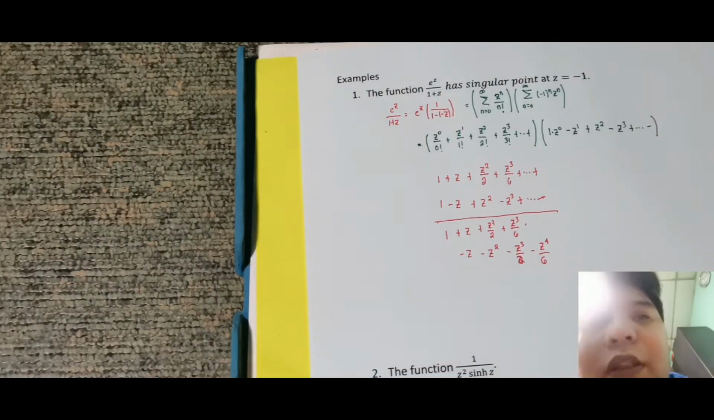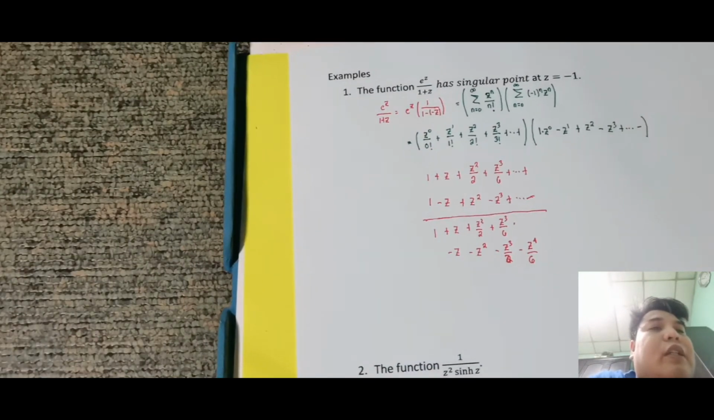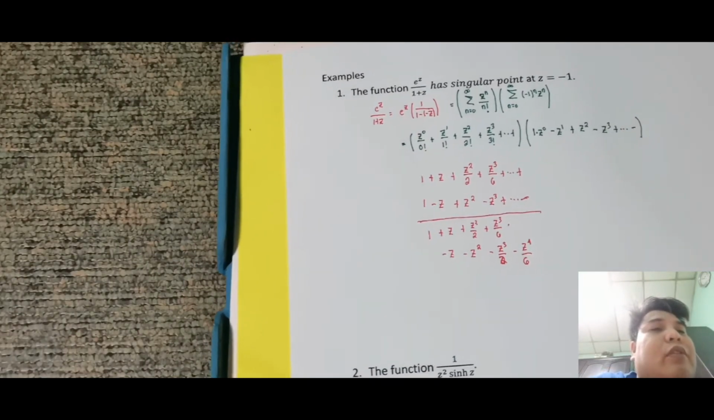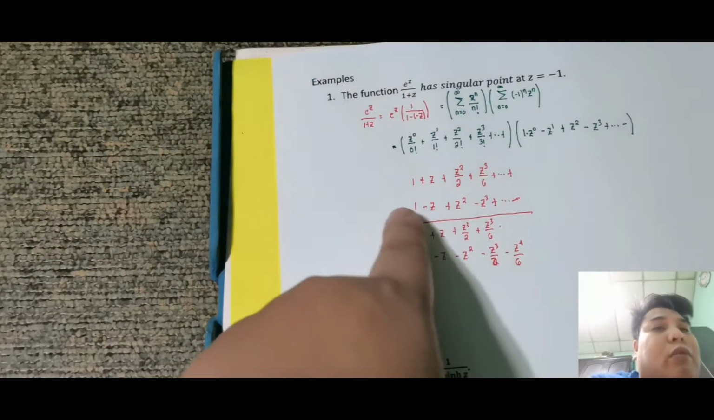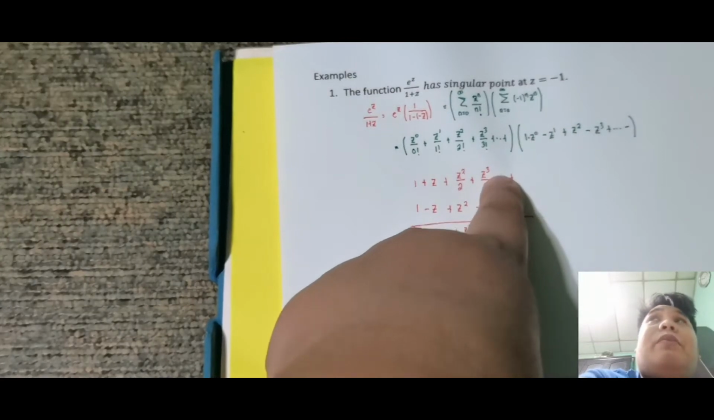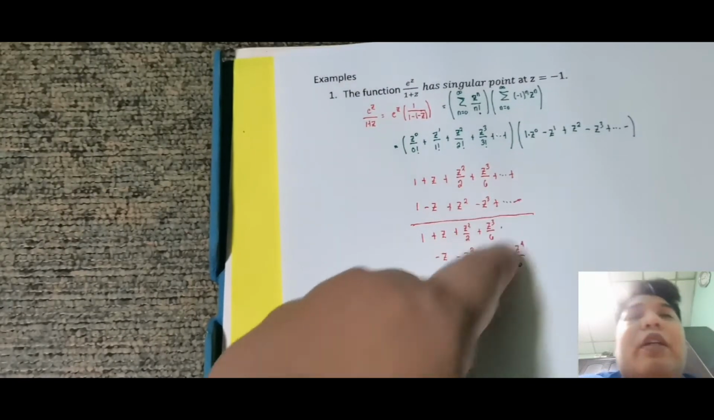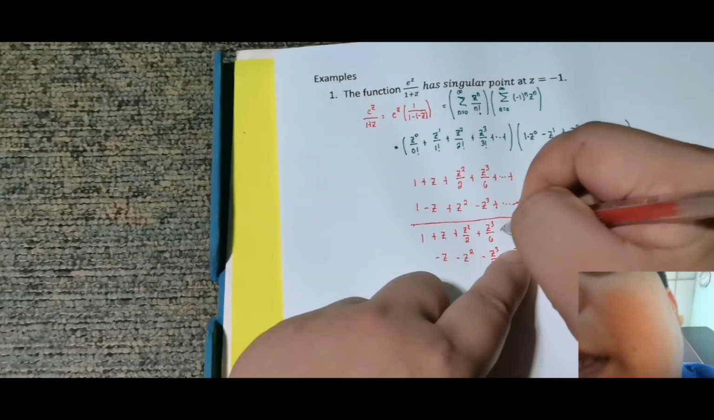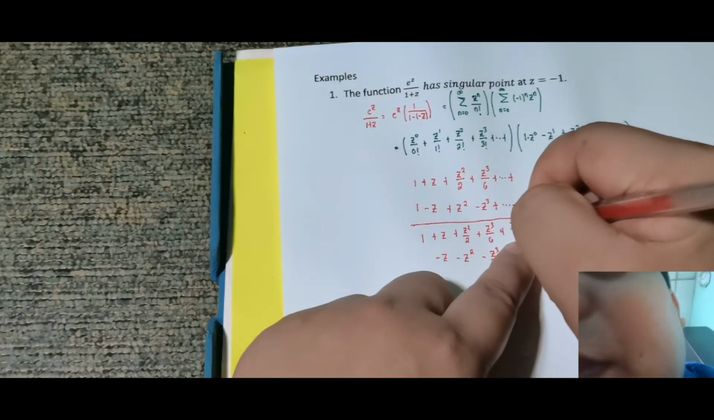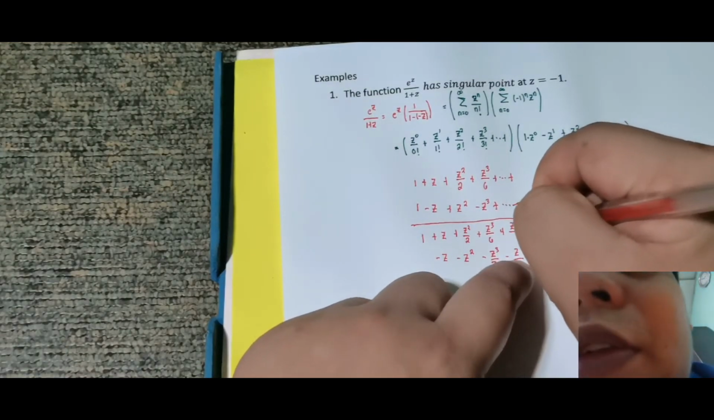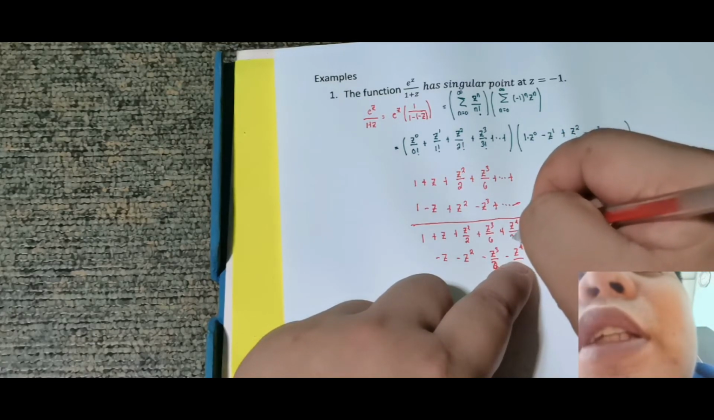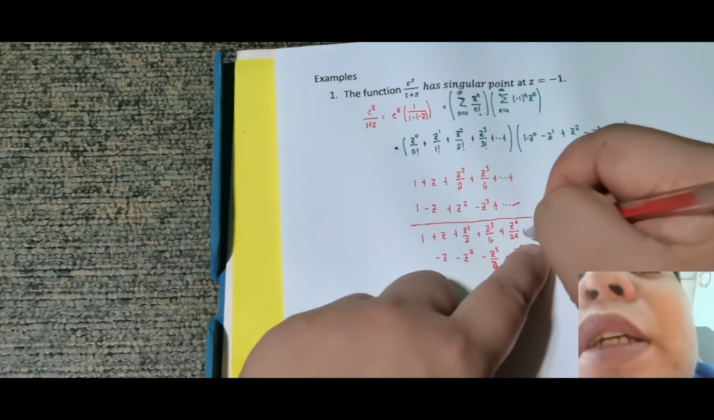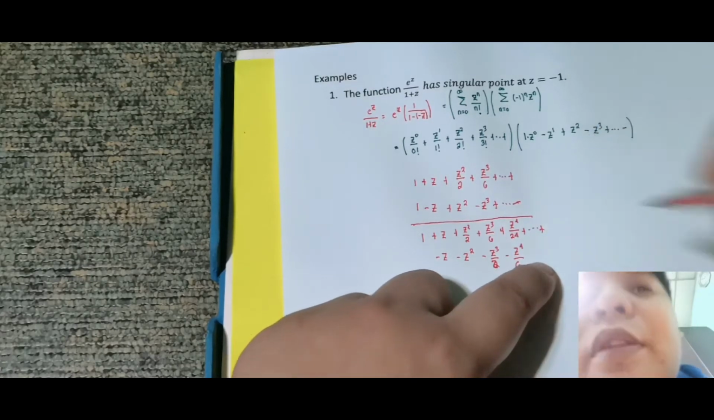Kung napapansin nyo, kailangan yata natin ng term. Tapos ito, since meron ng z to the fourth dito, magdadagdag na tayo dito. So 1 times z to the fourth over 4 factorial. So that is plus z to the fourth over 4 factorial, that is 24. Okay, then plus that plus.